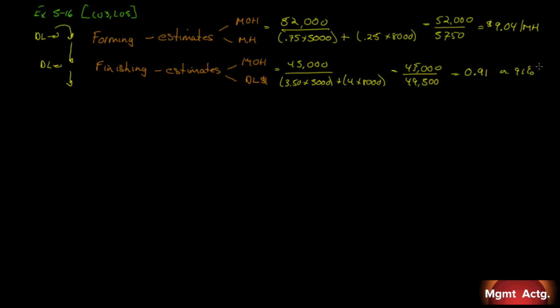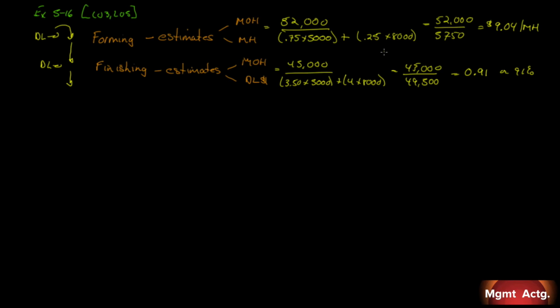Now, why am I not saying dollars? How come I didn't say 91 cents? Well, because this is manufacturing overhead based on direct labor dollars. So that means for every dollar of direct labor cost, we'll apply 91 cents of overhead, or 91% of the total. That's what that means. That's not a dollar sign. It's a multiplication factor. We'll multiply our total labor cost by 0.91 to get our manufacturing overhead.